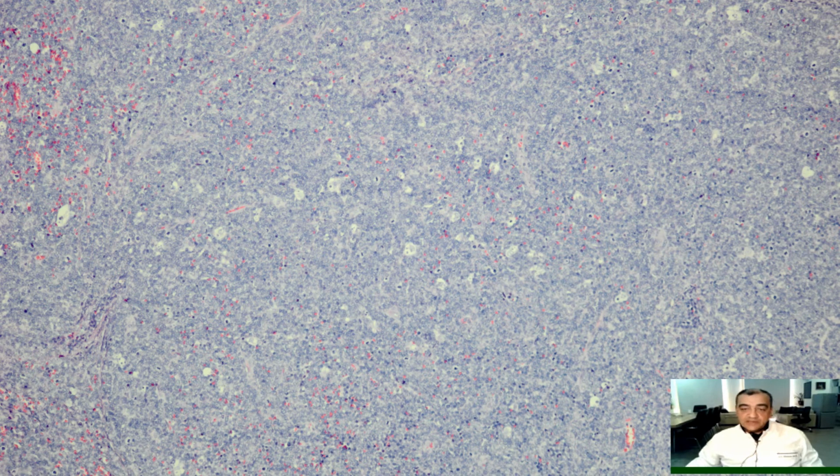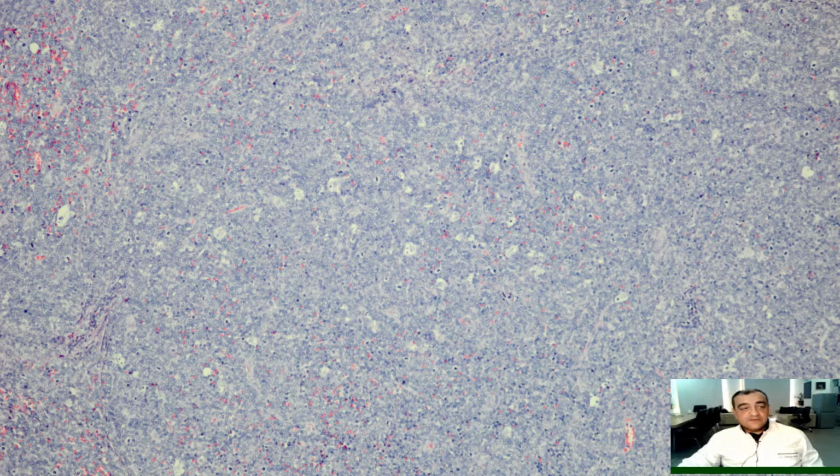Let's start with our case. This is the case of a 7-year-old female patient with a mediastinal mass, and the morphology of the resected specimen shows diffuse proliferation of small to medium-sized undifferentiated round cells, and on a background of the neoplastic cells, tingible body macrophages can be easily recognized.